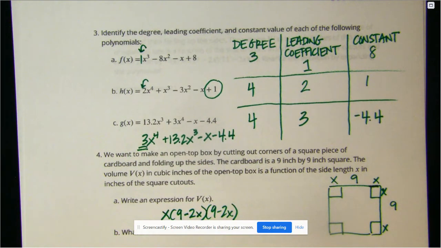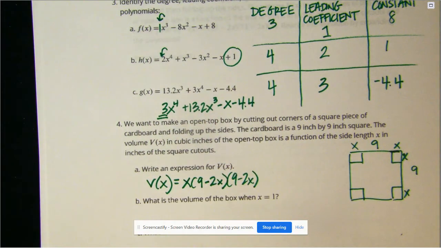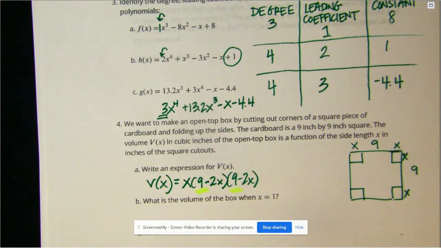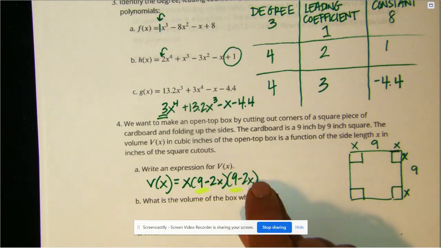The only thing that changes on this problem is the size of the paper. If you've been doing these problems every day, those are the only two numbers that change. You're always subtracting 2 cuts from each dimension.